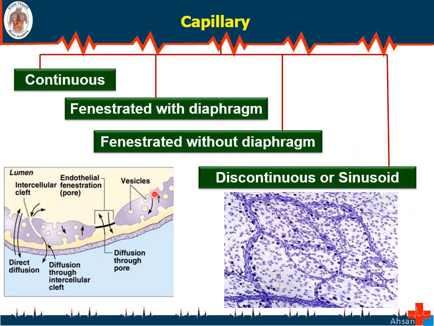Look at the figure on the left side. This is the endothelium, and there is an opening here with a plasma membrane separating the lumen from the outside. This is a diaphragm. Here you can see a very narrow channel that does not have any partition wall. So this is fenestration without diaphragm, and this opening has a diaphragm. And the capillary that has a continuous endothelial wall is the continuous type, and discontinuous has some special features. Let us discuss one by one.